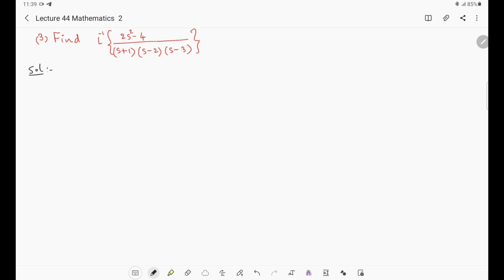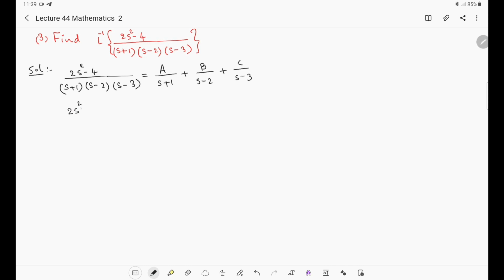So solution, how to bring this into partial fractions? (2s square minus 4) by (s plus 1) into (s minus 2) into (s minus 3). See, for this kind of factors in the denominator, we have to take a by (s plus 1) plus b by (s minus 2) plus c by (s minus 3). Then find the values of a, b, c by taking the LCM. When we take the LCM, here also we will get (s plus 1) into (s minus 2) into (s minus 3). Already here s plus 1, s minus 2, s minus 3 will get cancelled.